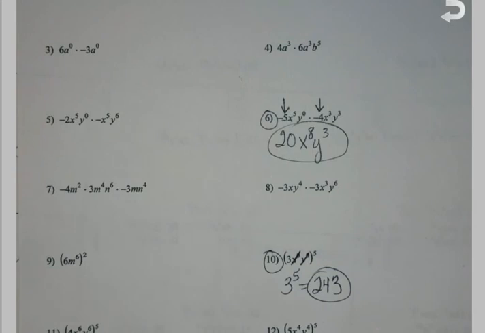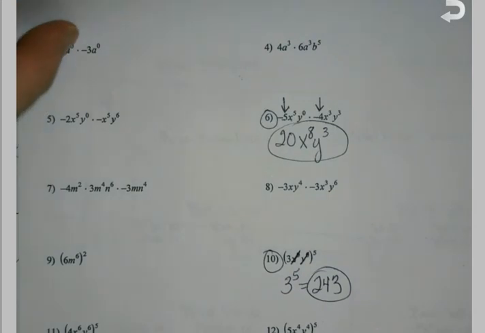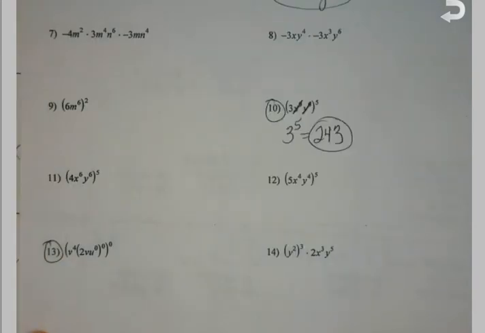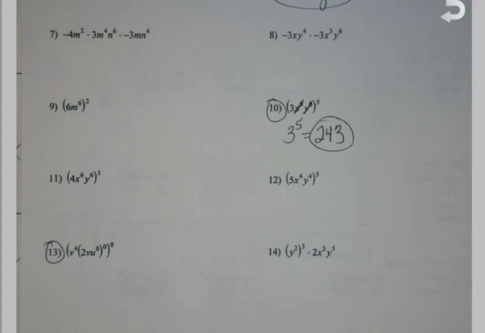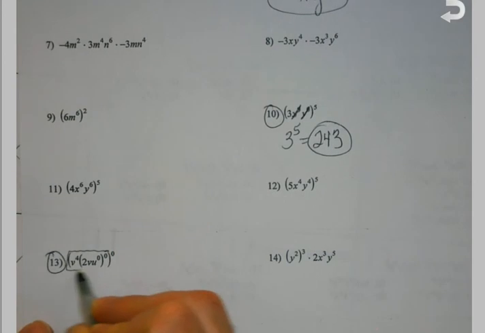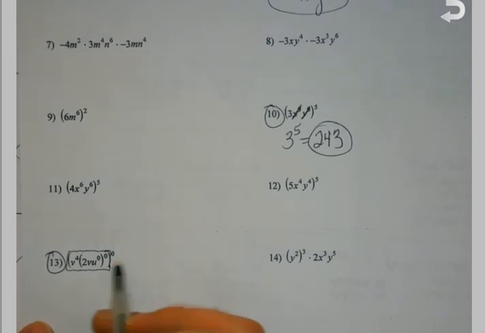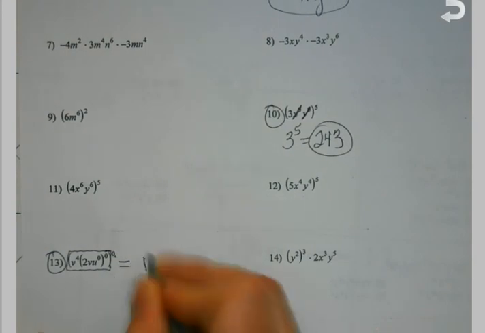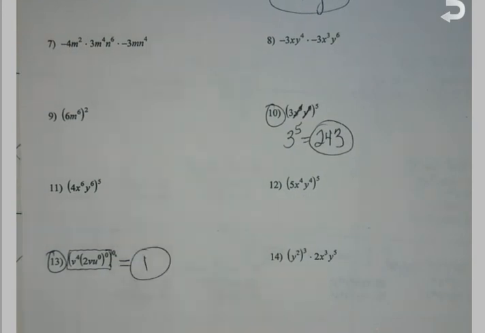But then I wanted to make sure we did the weird one. 13. That's a whole load up to the zeros. But here's what I'm looking at. That one on the very outside tells me that all this stuff is to the 0 power. So what's that mean? That whole big thing equals 1. Weird, but true.